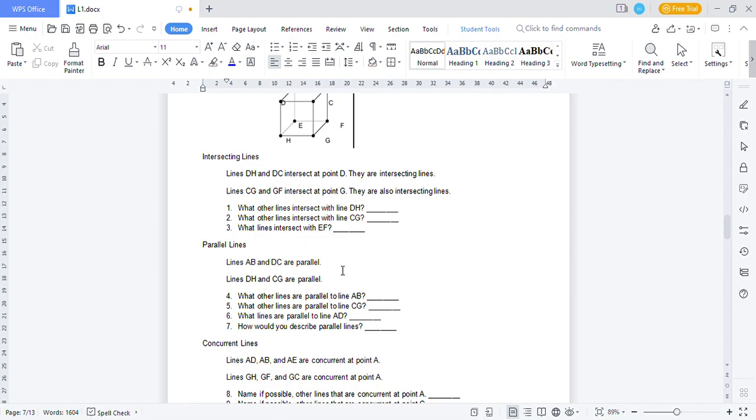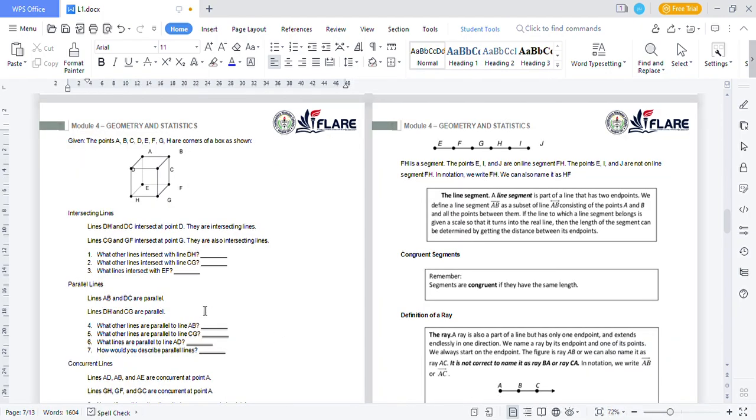Another example is we have line GH here, GF, and line GC. They are concurrent at point G. Again, lines GH, GC, and GF are concurrent at point G, not at point A.